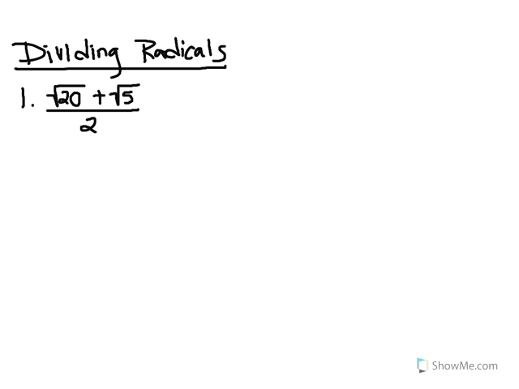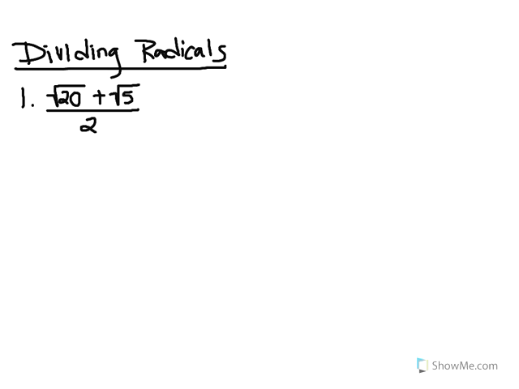This tutorial is going to show you what to do when we divide radicals, which can be a little bit lengthy, so we're going to start off slow. This particular problem in number 1 says 20 plus the square root of 5 over 2. And I just want to make this as simplified as I possibly can.